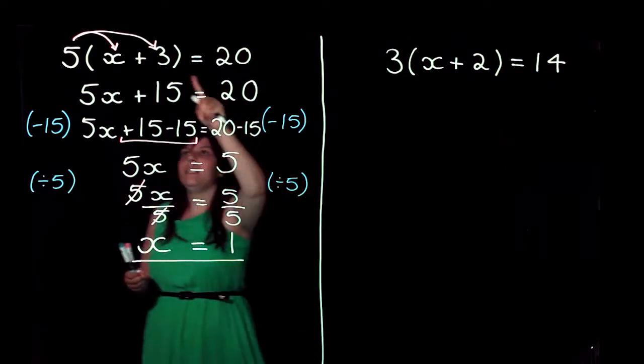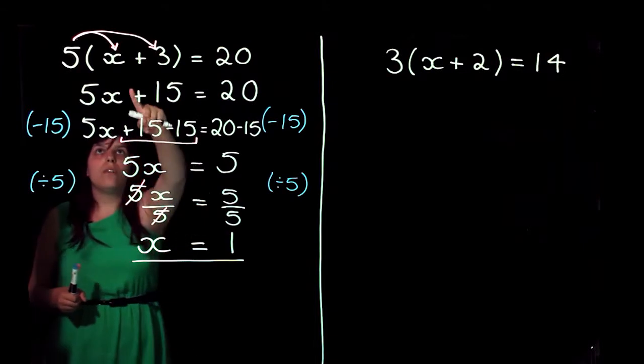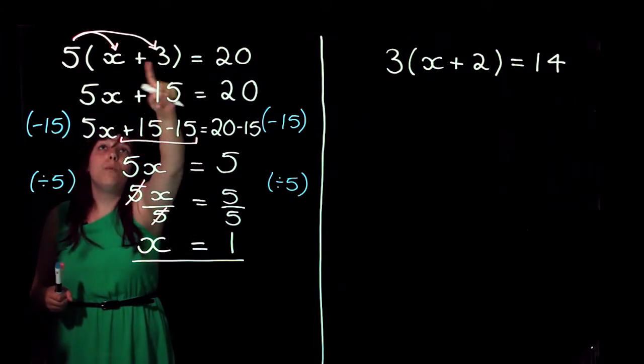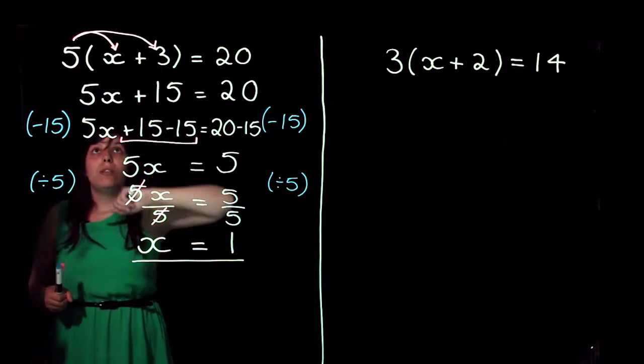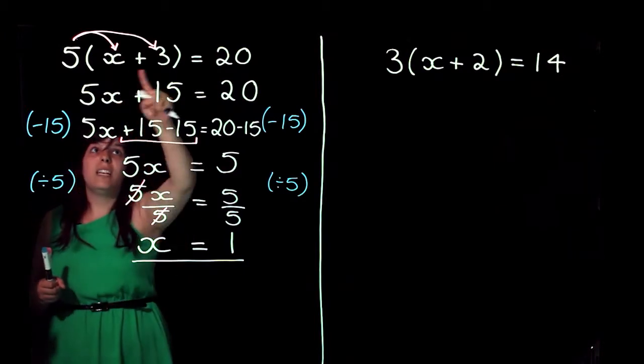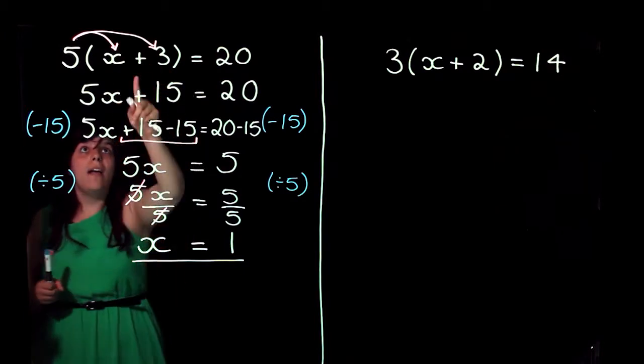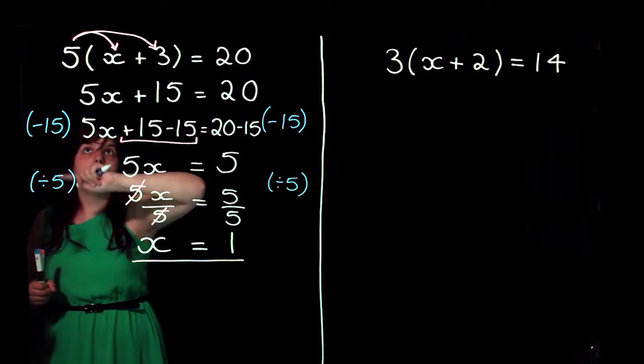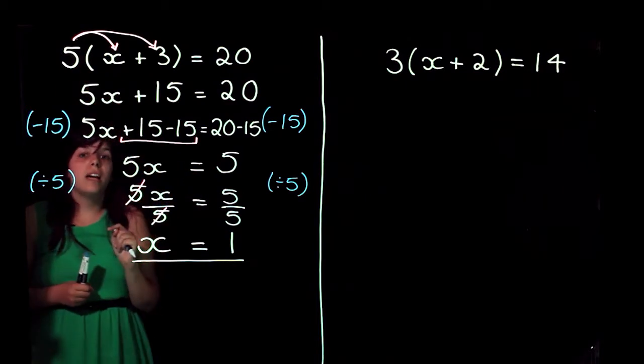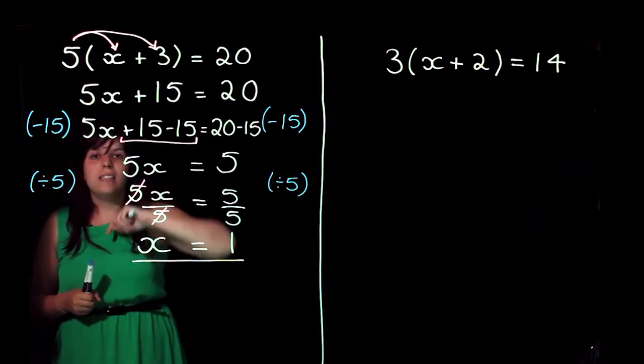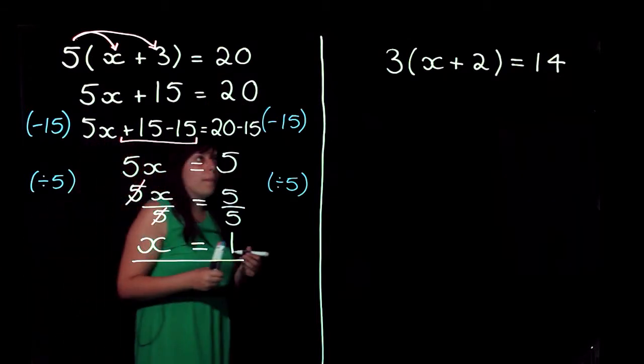Now, if I put that back into my original equation, I've got 1 plus 3, because I always do the brackets first, so that's going to give me 1 plus 3 is 4. And then I'm multiplying with that little invisible times by 5, so that gives me 20. And that's exactly what I wanted. So we've solved that one.